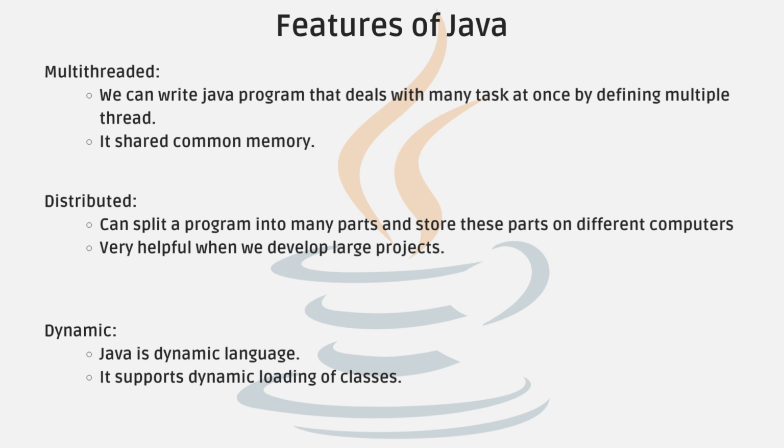And the last, Java is dynamic. That means Java supports dynamic loading of classes, making it flexible and versatile for all sorts of applications. How we load the dynamic classes, we will see when we start actual programming and coding. So that's all about the features of Java.